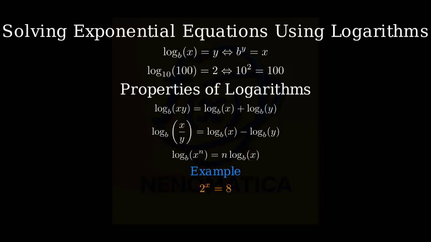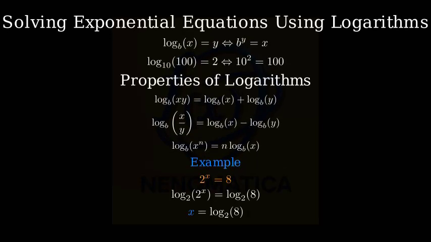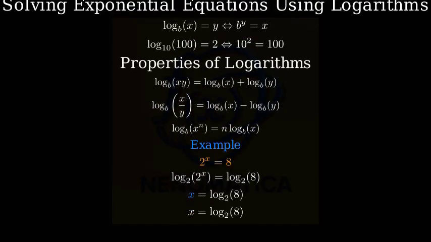We need to solve 2 to the power of x equals 8. To solve this equation, we need to isolate the variable x. We can take the logarithm of both sides. Since logarithms and exponents are inverse operations, taking log base 2 of both sides gives us log base 2 of 2 to the power of x equals log base 2 of 8. Using the property that log base b of b to the power of x equals x, we can simplify the left side to just x.